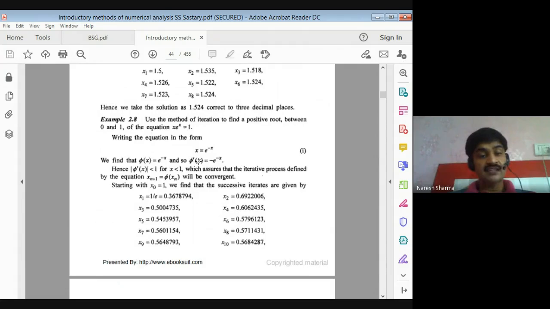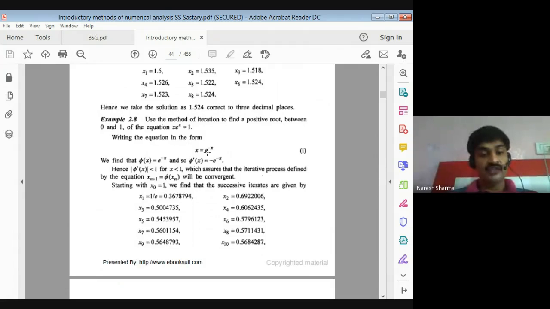So you can put any value between 0 and 1. You can just check that this is a decreasing function, whose derivative is less than 1 in this given interval. So if the derivative is less than 1, we can go with this x is equal to e raised to minus x. Just put any value between 0 and 1, it's your choice. You may go with 1, you may go with 0, you may go with 0.1. So we go with 1 here.